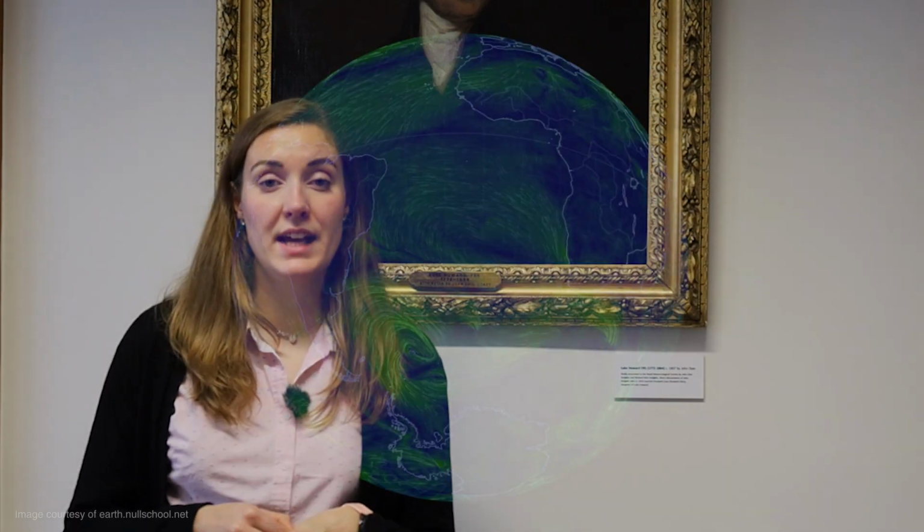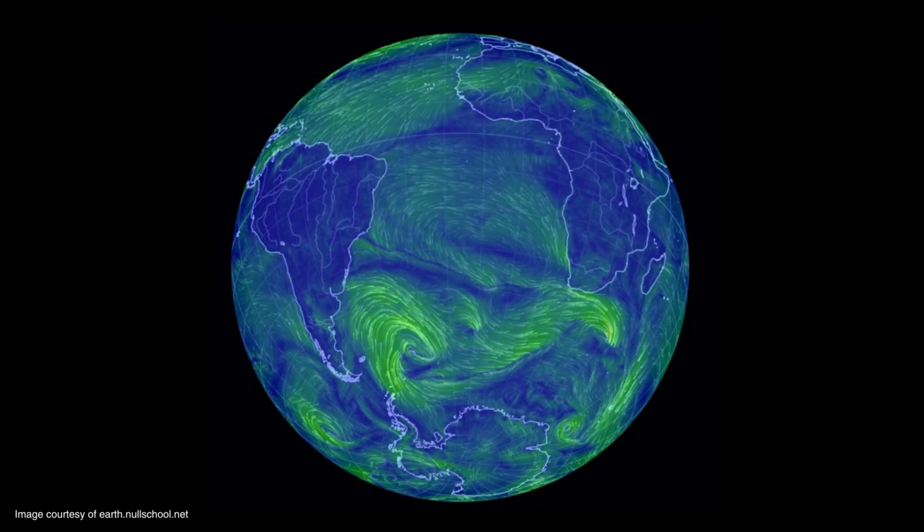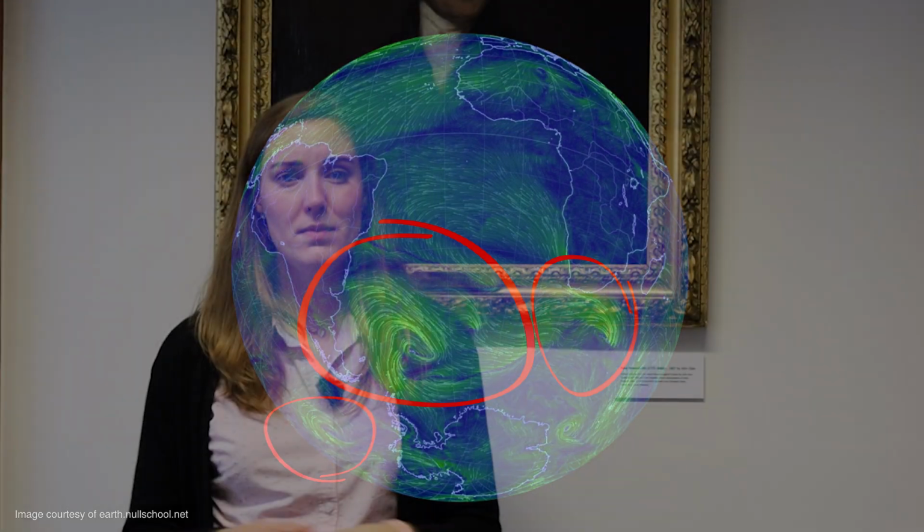On this image taken from Earth.null, these depressions show up as swirling storms, clockwise in the southern hemisphere and anti-clockwise in the northern hemisphere, all carried on surface westerlies. So why are there westerlies and a jet stream in the mid-latitudes?